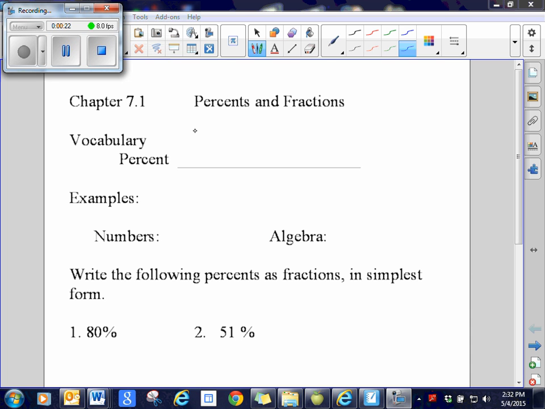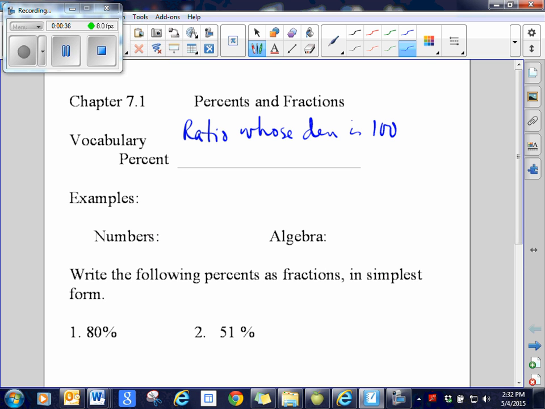Percent is a ratio whose denominator is 100. So it's a ratio, which means it can be written as a fraction. A ratio whose denominator is 100. You can see the examples for a numeric example and an algebraic example.